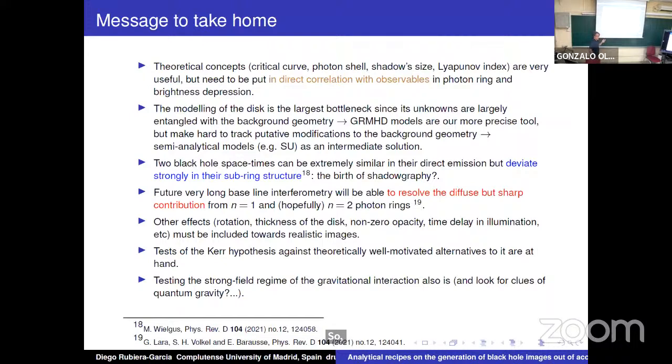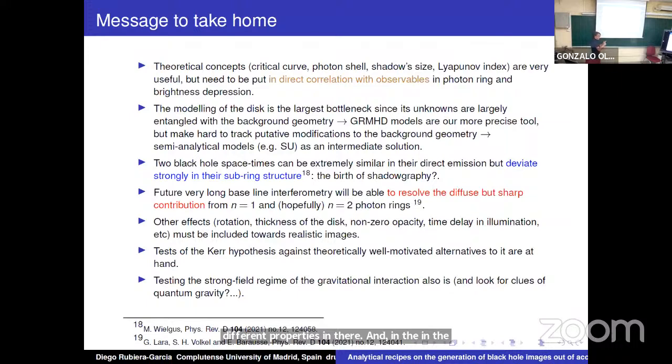As soon as you put the disk into the game, problems, because we don't have a good control upon that, and we need to go to numerical simulations. The numerical simulations are dependent on the choice of the parameter, which is model dependent. So that's a problem because two black holes can be extremely similar in the direct emission. They can have different properties in terms of horizons, can be very similar in the direct emission, but deviate strongly in the features of the photon disk.